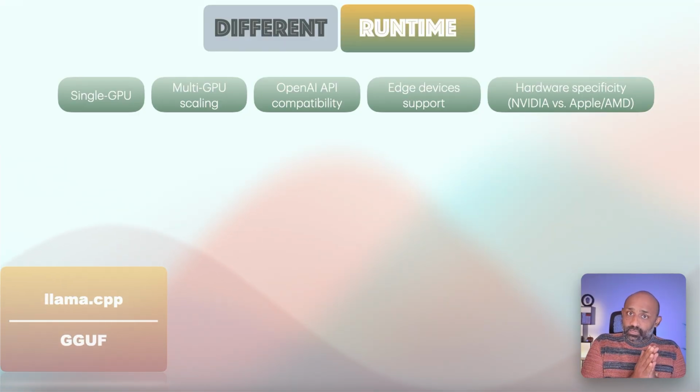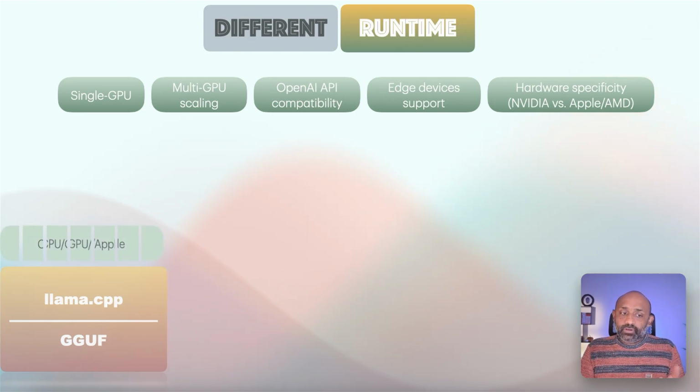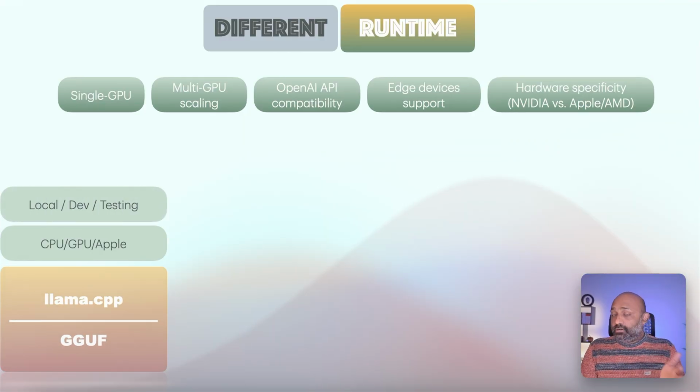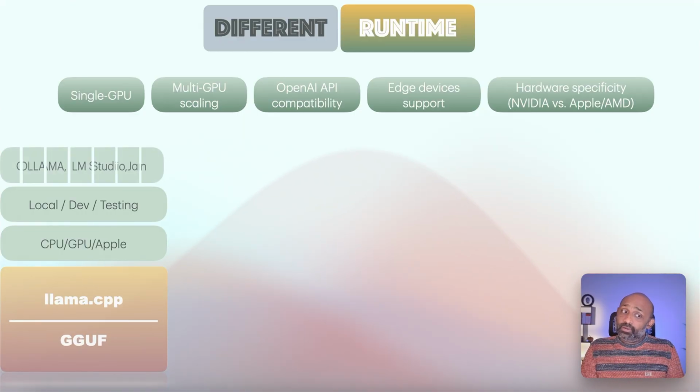So the first category is Llama CPP. This one is considered a kind of development or local deployment version of it. It can run on CPU, GPU, and Apple devices and so on. It is primarily meant for development, testing, and local deployment, right?